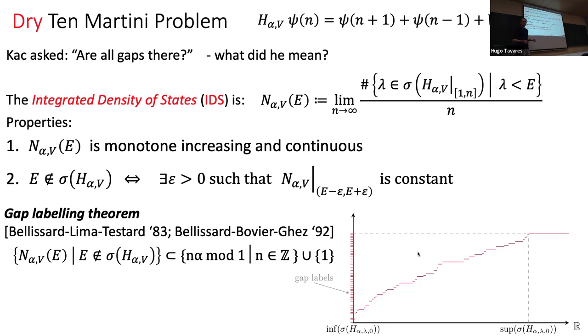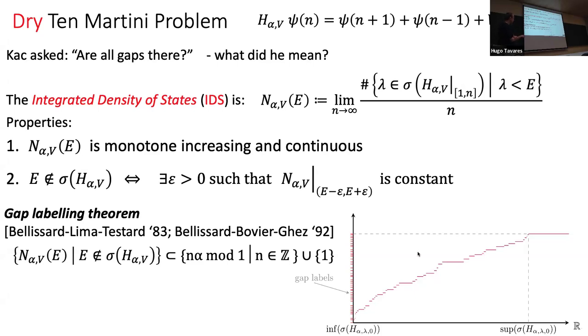Why? Also, if you look for a physical motivation, it's actually related to the integer quantum Hall effect, and these values of the gap labels give the Hall conductivity, if you heard about it, of the quantum Hall effect, if you model it in this sense. But now I'll forget about the physics and just hope that you believe me that these are interesting. And now for this, there is some theory that developed saying what are the values that the IDS can get at the gap labels. So the theory was mainly developed by Bellissard with two authors.